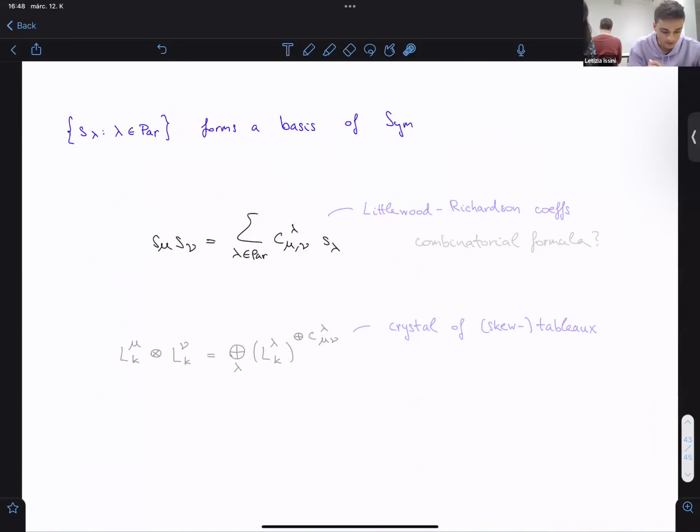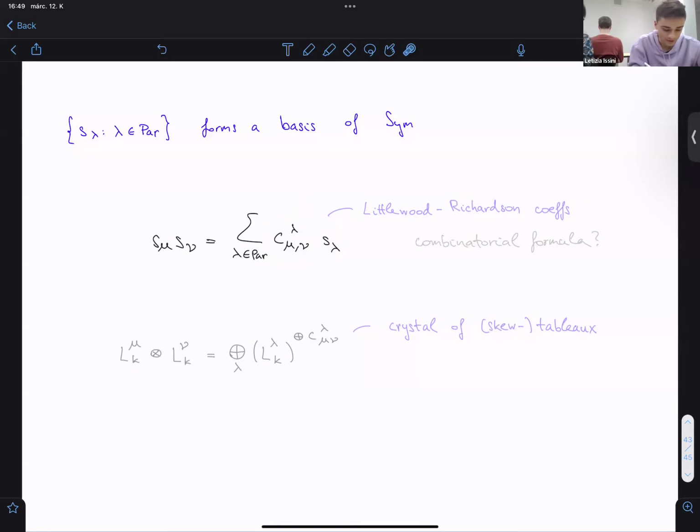So what we can do now is multiply two Schur polynomials, which will also be a symmetric polynomial, and expand it in terms of Schur polynomials again. And the coefficients that we get are called the Littlewood-Richardson coefficients, which are quite a celebrated notion in combinatorial representation theory. According to the theme, the question is to find a purely combinatorial formula for these numbers only based on the indexing partitions.